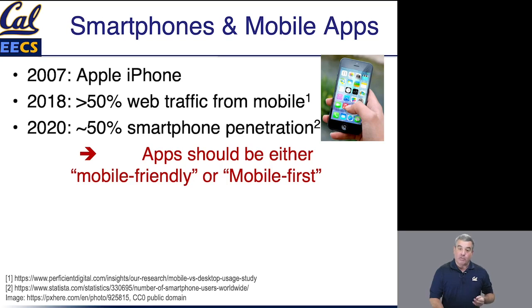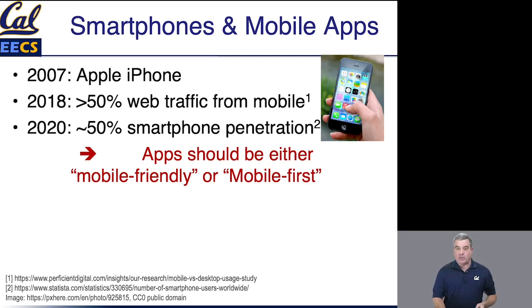We can design mobile first or mobile friendly. Mobile friendly means that you expect your site to be used on a variety of different types of devices, and it has to look reasonably good on any of them. Mobile first means you expect it to be used almost exclusively or primarily on a mobile device, maybe never even used on a desktop. And there are different design approaches that you can take either way.